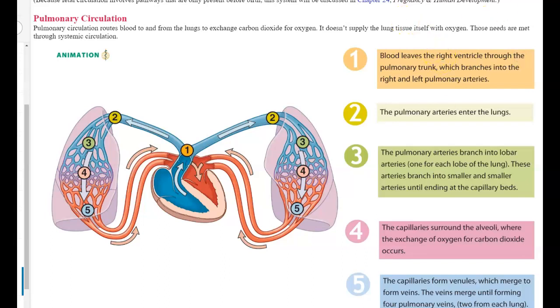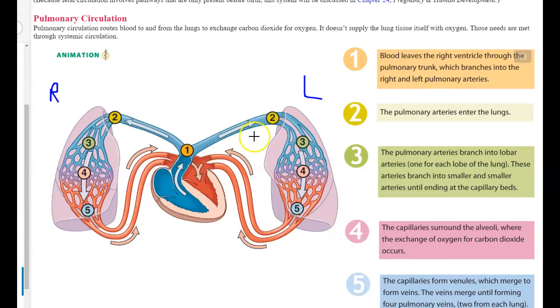So let's look at the pulmonary one. We kind of looked at this when we looked at the heart. The blood is leaving the right ventricle. Remember, with reference to left and right, it's as in the person who's on your table, your patient. So you have it leaving the heart from the right side of the heart. It goes out to the pulmonary trunk.